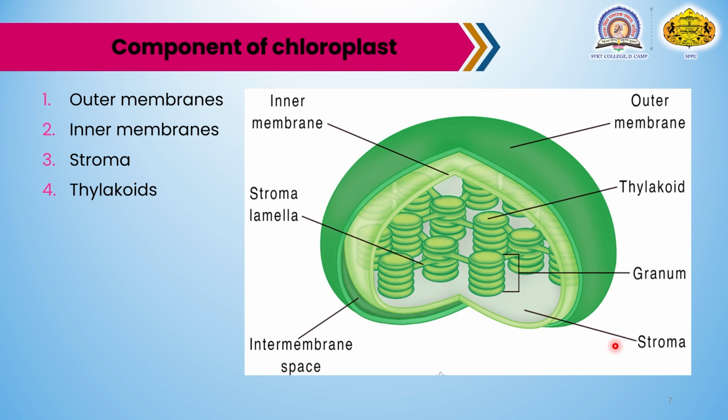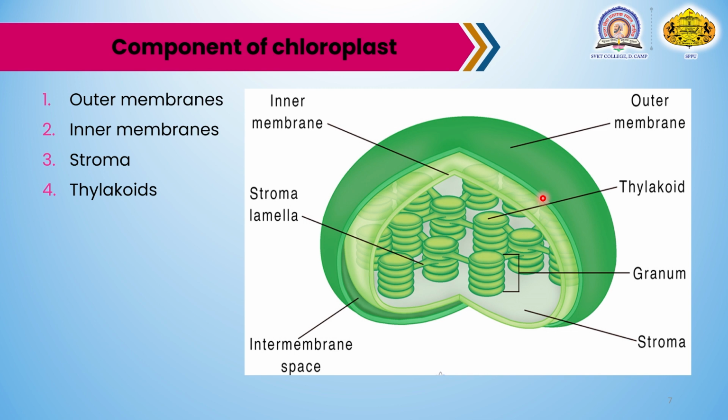This stroma is present within the inner membrane of this chloroplast. See, these are the components of the stroma, present within the inner membrane of the chloroplast. This is the outside space of the stroma. The outside face of the thylakoids is filled with the stroma. That means the thylakoids and the thylakoid membrane are surrounded by the stroma. So this is the stroma, and the last important component of this chloroplast is the thylakoid.